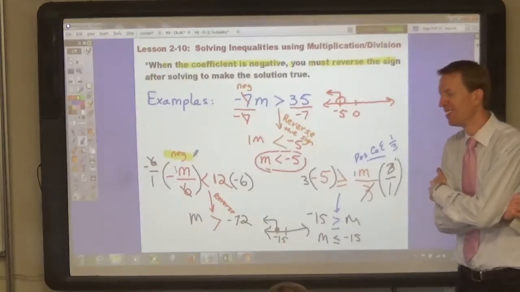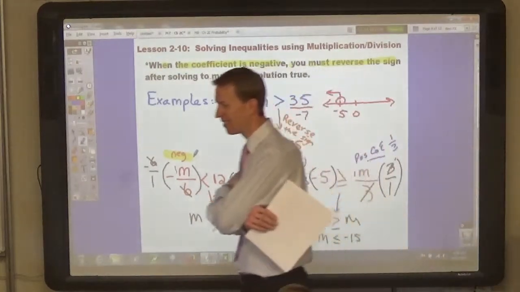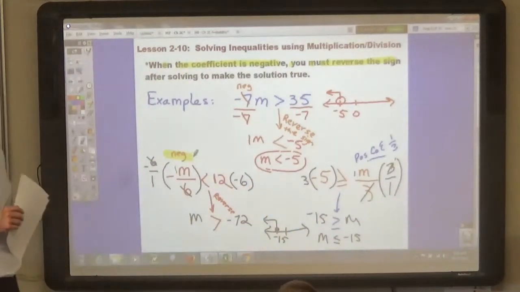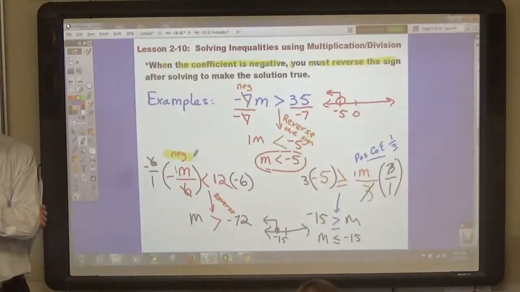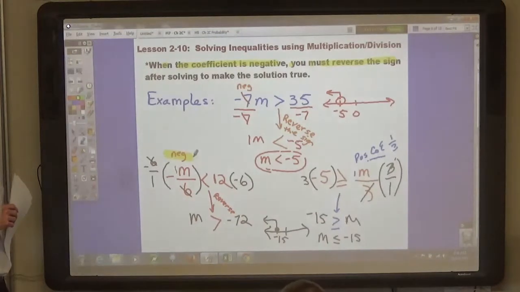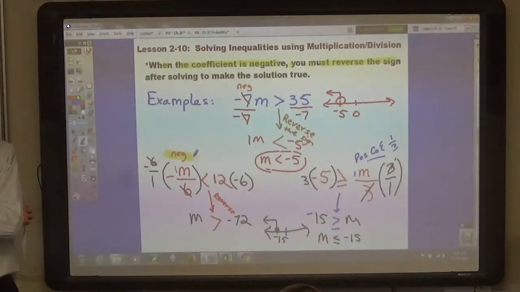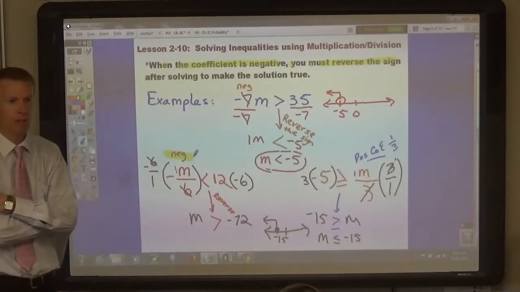Reese. What number is in front of the n? -5. Is that a negative coefficient? Yeah, so then we'll have to reverse the sign.